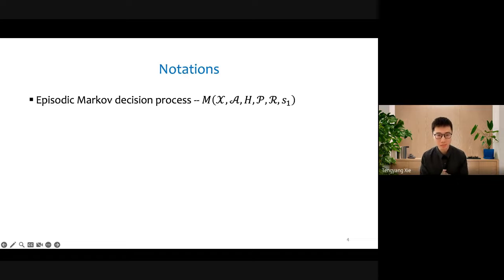Here is some detailed notation I will use over this talk. We study the episodic MDP, where capital X is the state space and lowercase x is the state. A is the action, H is the length of the horizon, P is the transition function, and R is the reward. We also use S1 to denote the initial state.